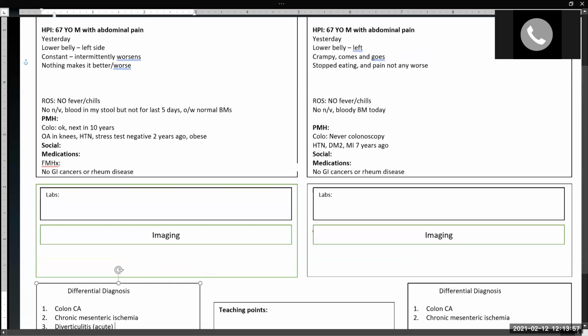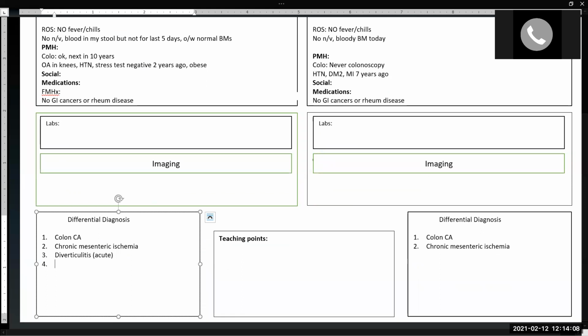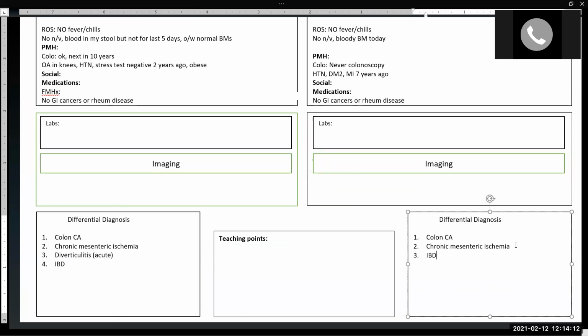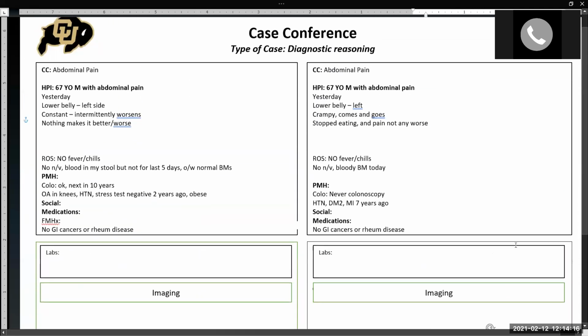Which one had bloody bowel movements? The first one has had blood in the past, the second one has blood now. I still put IBD on both of those. That's great. Ariana, what about them might make IBD not as likely? Just that it's not like multiple bloody bowel movements a day.